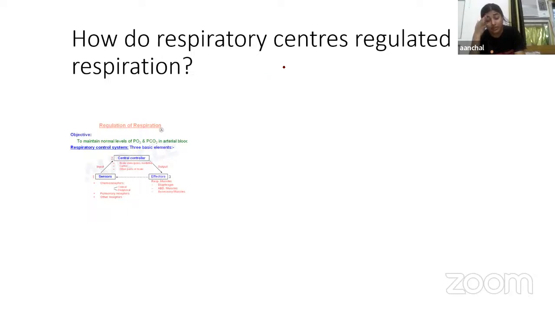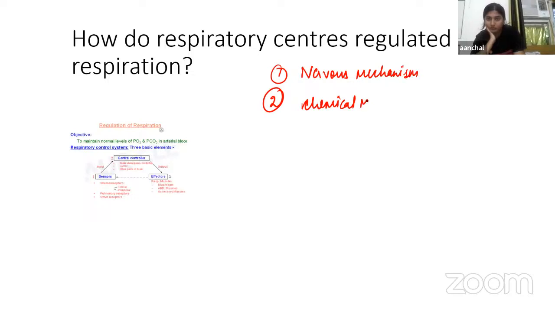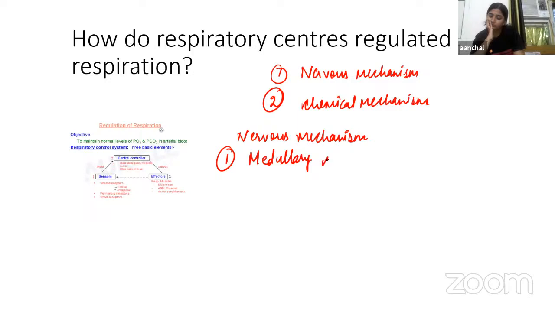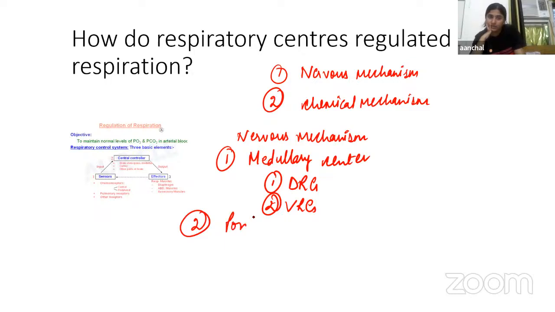And we have two types of mechanism. The first is the nervous or neural mechanism, and the second is the chemical mechanism. Okay, so first, we're going to know about the nervous mechanism. For it, we have the respiratory centers, like the medullary center, where we have the DRG and the role of the VRG. DRG means dorsal respiratory group and VRG means ventral respiratory group. And second, we have the pontine center.